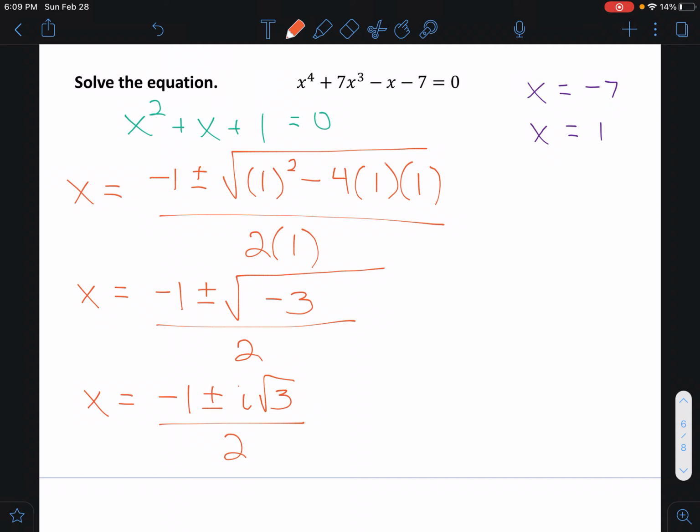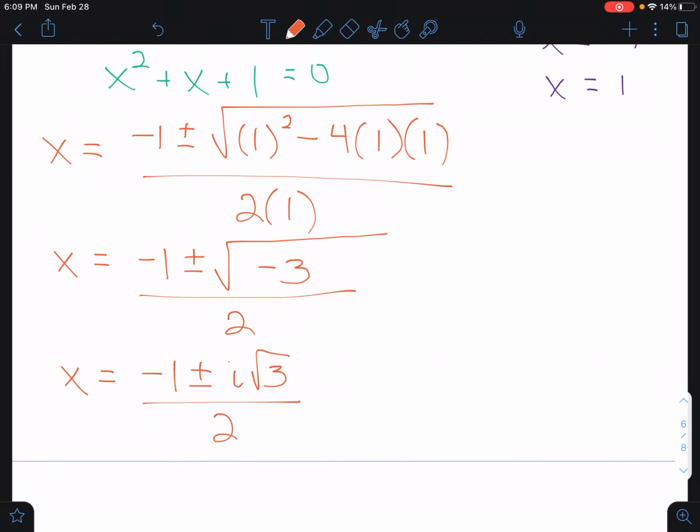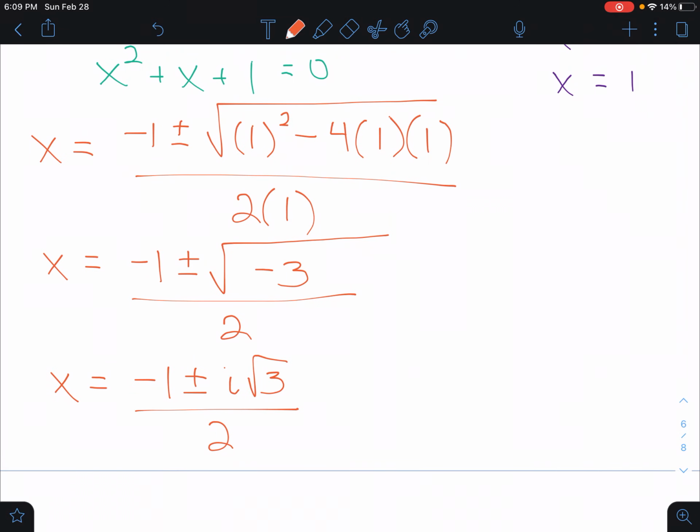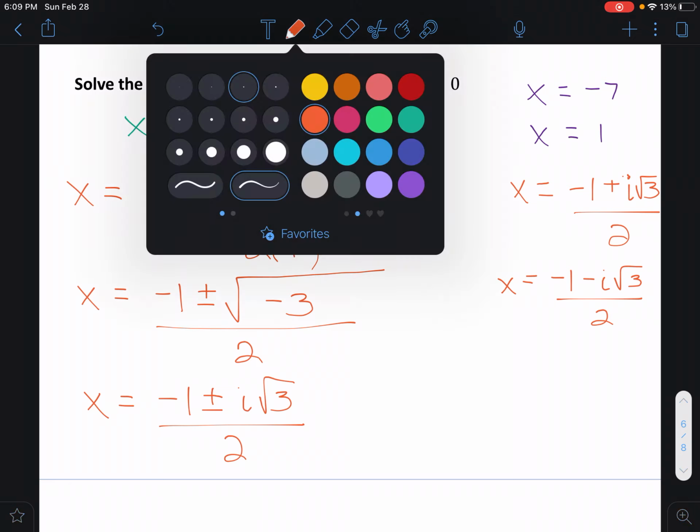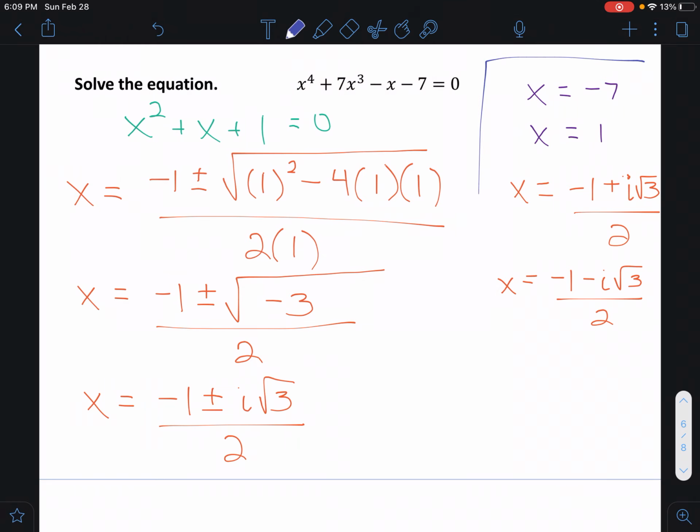So this would be my other two roots. I'm going to write those out. One of them would be x equals -1 plus i root 3 over 2. And the other one would be -1 minus i root 3 over 2. So these are my 4 roots. And again, 2 of them are imaginary, so that makes sense.